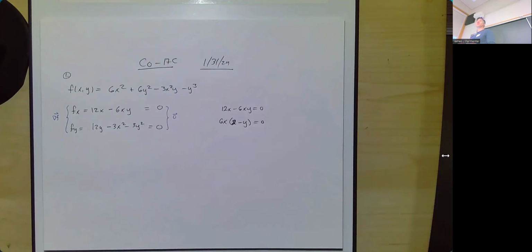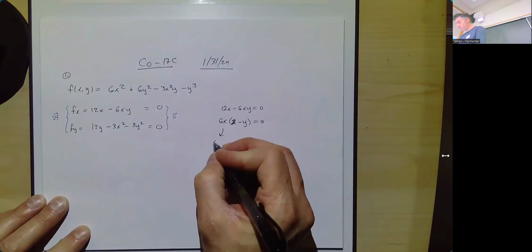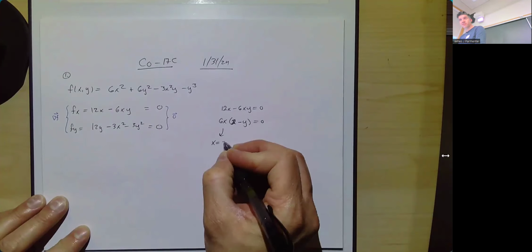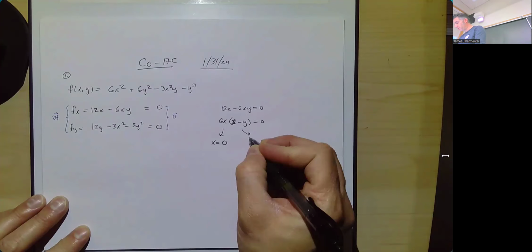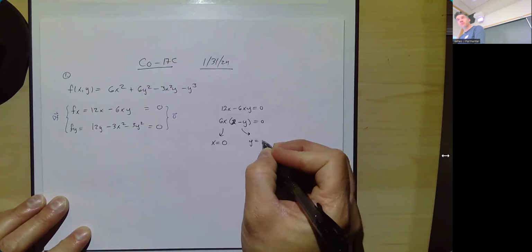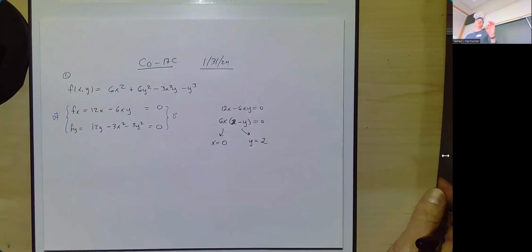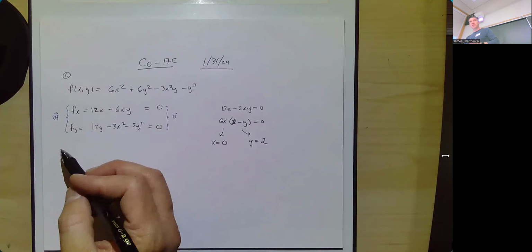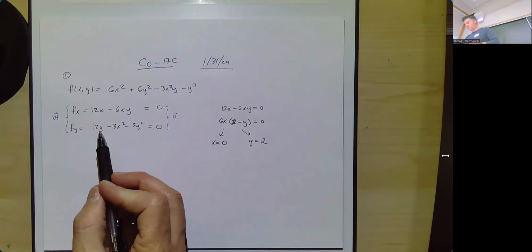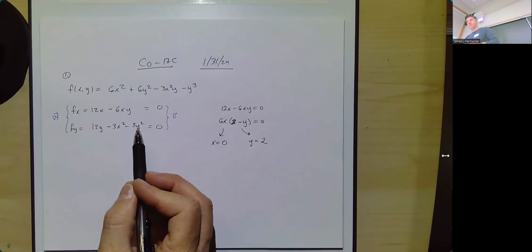So what solutions are there to this equation? Well, either x equals 0 or y equals 2. I cannot stress heavily enough, (0, 2) is not a critical point. Because if you plug in 0 for x and 2 for y, sure, this first equation will be 0. But in the other equation, 12 times 2 minus 0 minus 3 times 4 is not 0. It's 12.